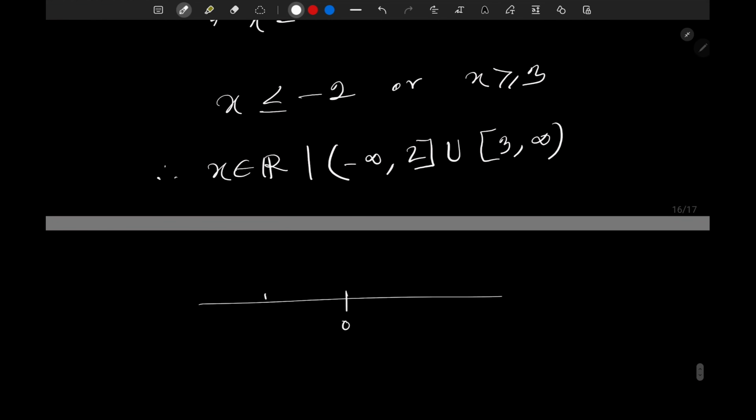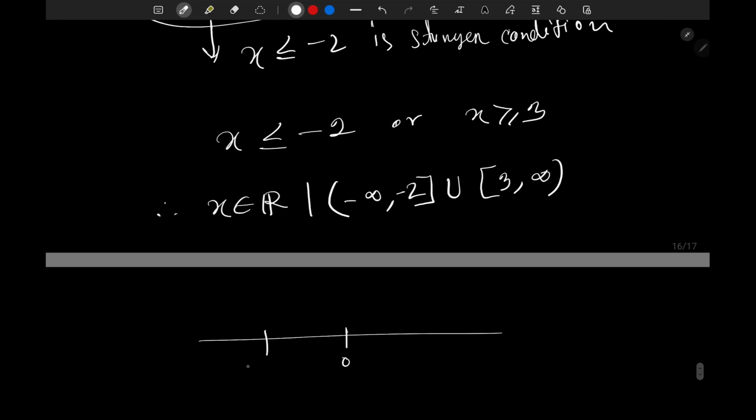And on the number line, you can just show it like this. This is 0. Let's say this is, sorry, it should be negative 2. Negative 2, 3. So this is 3. This is included and goes like this over here. Negative 2 is included and goes to the left like this. So this is how you find domains of this sort of complicated functions.